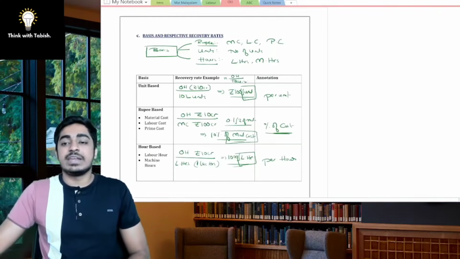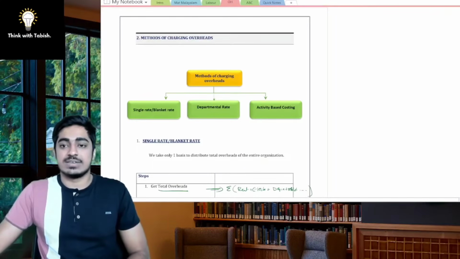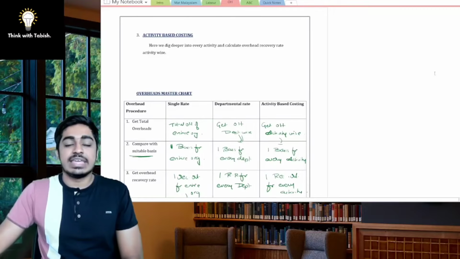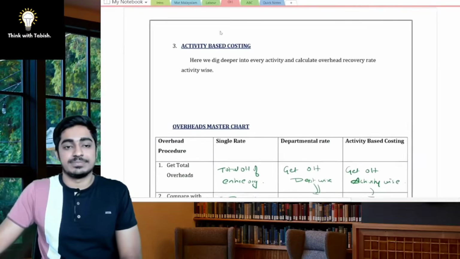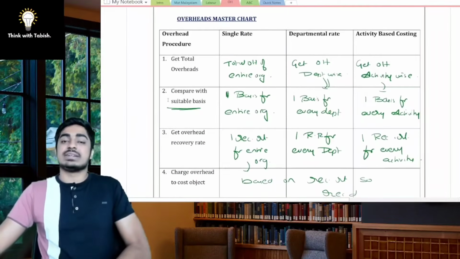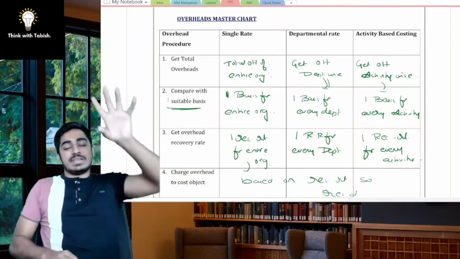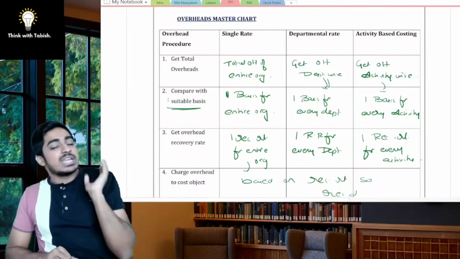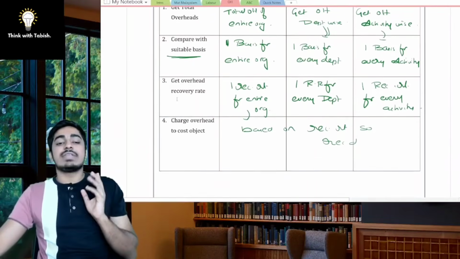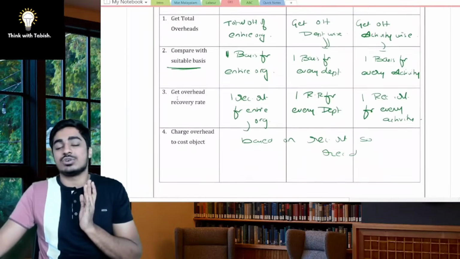Then we have the different methods of charging overheads. We have the single rate or blanket rate. We have the departmental rate. And then we have activity based costing. In all three methods, the procedure is the same. We take the total overheads, we compare it with basis, we get the overhead recovery rate, and using the recovery rate, we charge it to the cost object.